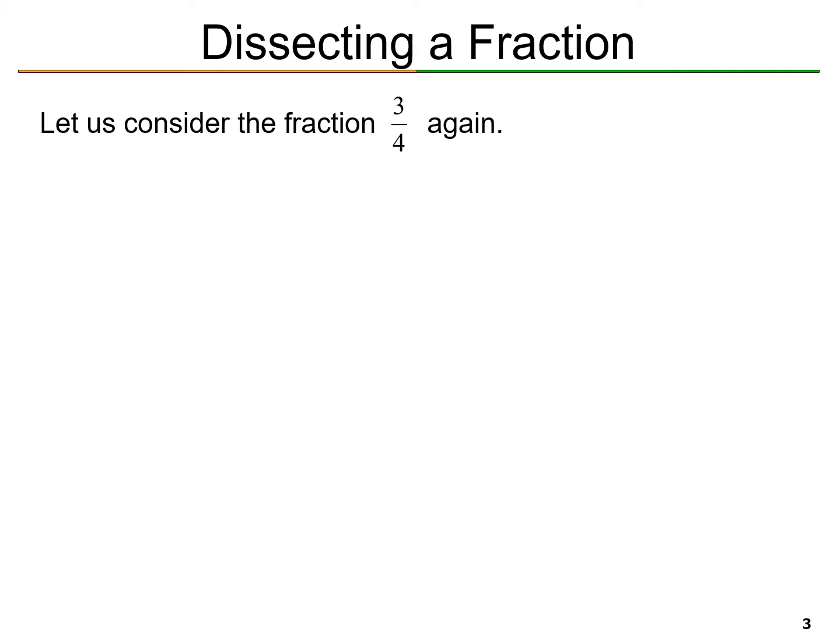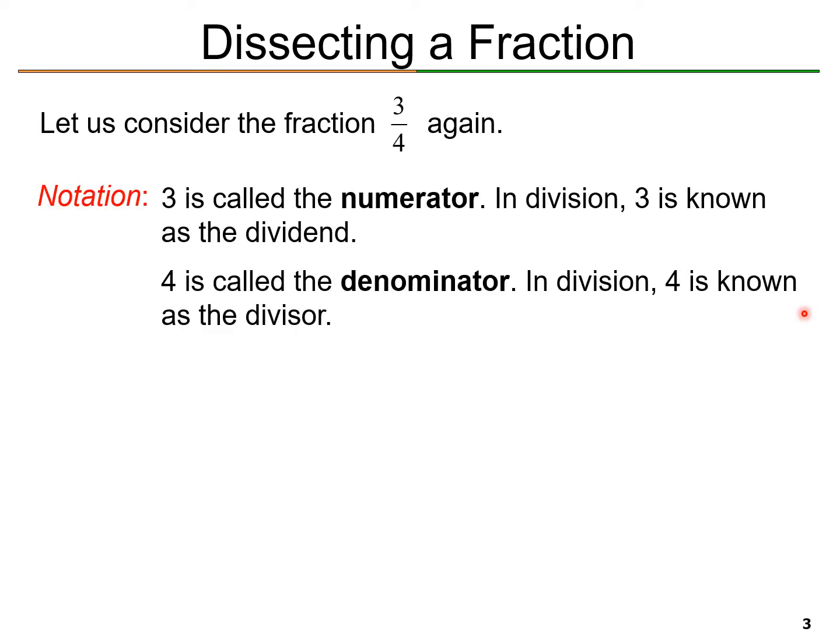Okay, let's dissect a fraction. That means that I'm going to show you what we call the different parts of a fraction. We're going to consider again the fraction 3/4 that we saw in the previous slide. Okay, we have to get used to the notation used to describe fractions. 3 is called the numerator. So 3 is the number above this horizontal bar. In division, 3 is known as the dividend.